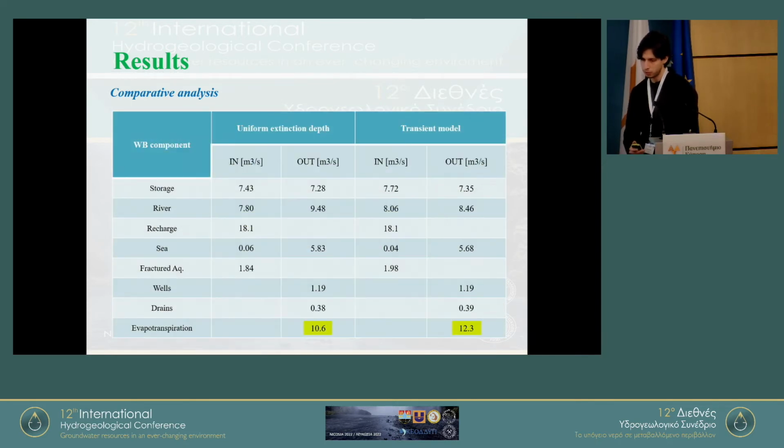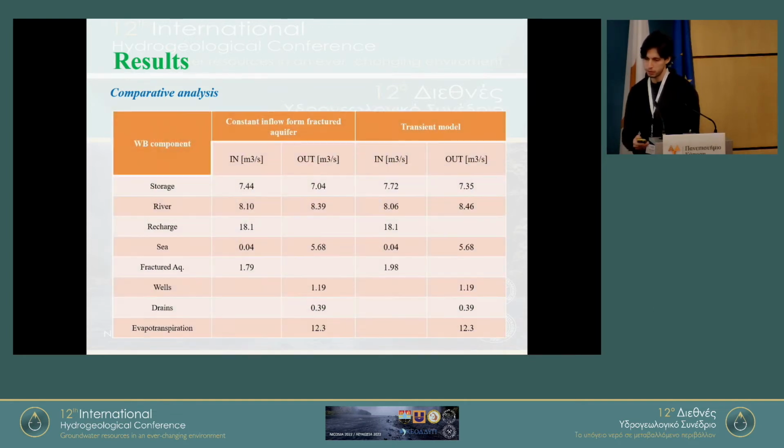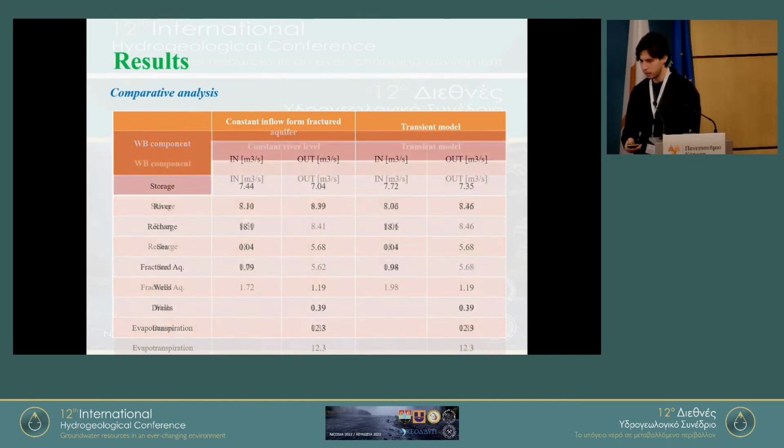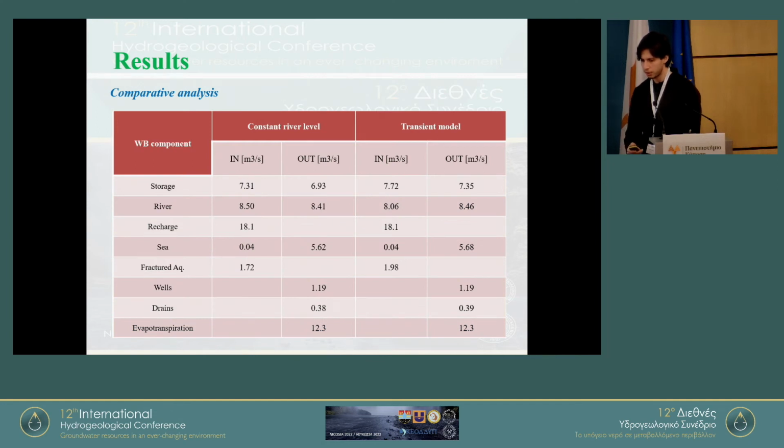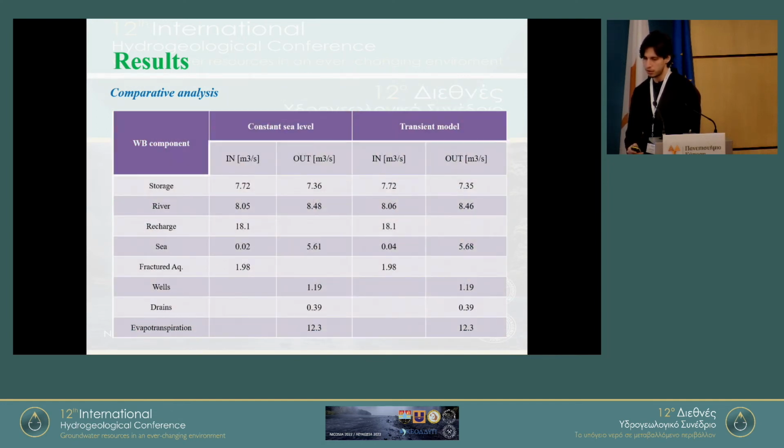Here you can see the scenario considering a uniform extinction depth compared with the transient model, which shows almost the same change in the evapotranspiration flow, confirming the fact that extinction depth is a very important parameter that influences the water budget the most. For all the other scenarios, here you can see the constant inflow from the fracture aquifer doesn't seem to affect the water budget a lot, and there are no significant changes with the transient model. Here you can see the constant river level scenarios and the constant sea level scenario.